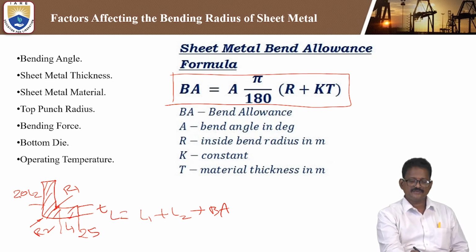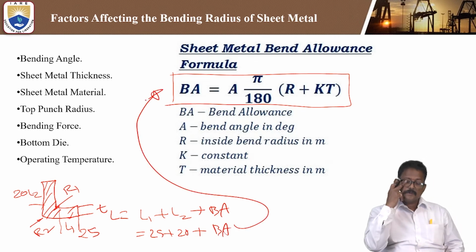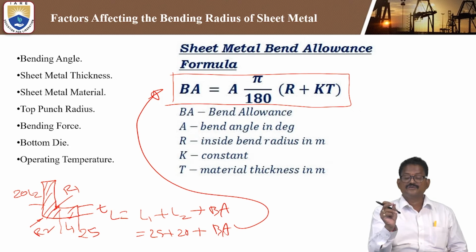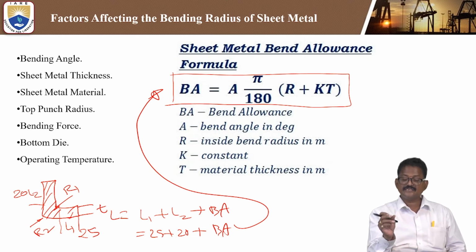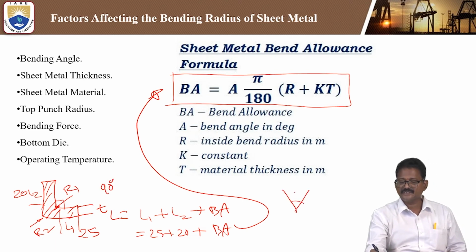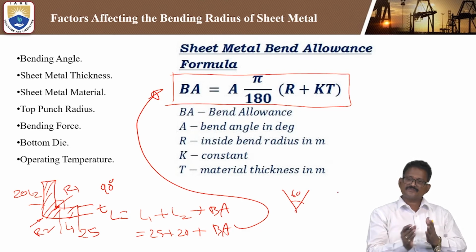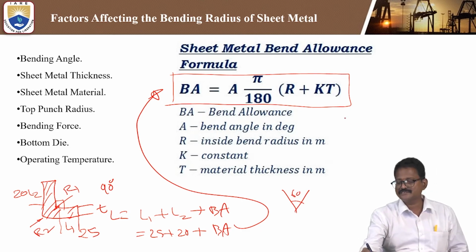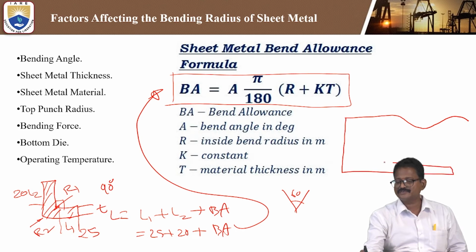This is L1, L2: 25 plus 20 plus the bend allowance, which should be calculated using this formula. Bend allowance is pi into pi by 180 into A, where A is the bend angle in degrees. Here if it is perpendicular, it means 90 degrees. In V bending, you may see 60 degrees or 45 degrees, whatever the case, they can tilt like this and perform this type of shape also.